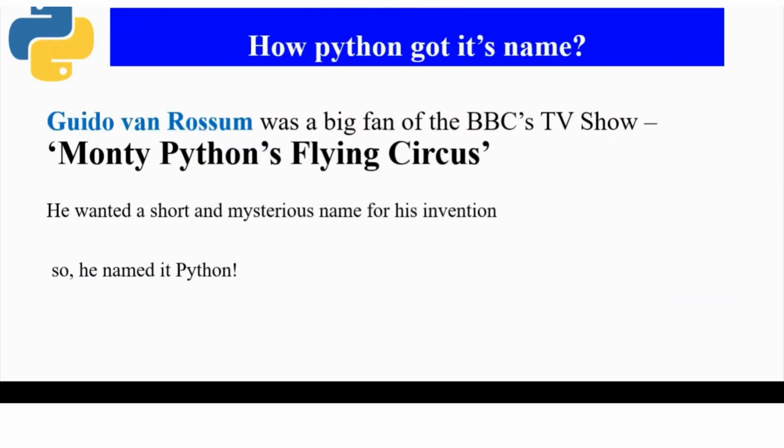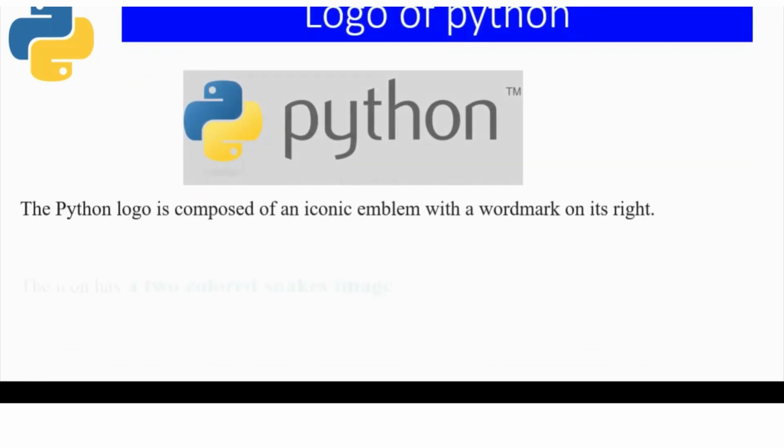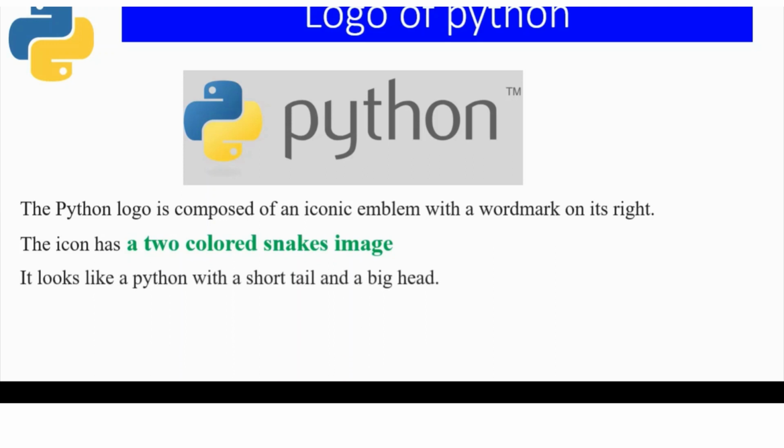So how did Python get its name? Guido van Rossum was a big fan of the BBC TV show Monty Python's Flying Circus, and he wanted a short and mysterious name for his invention, so he named it Python. The logo of Python also depicts a two-colored snake's image, which looks like a python.